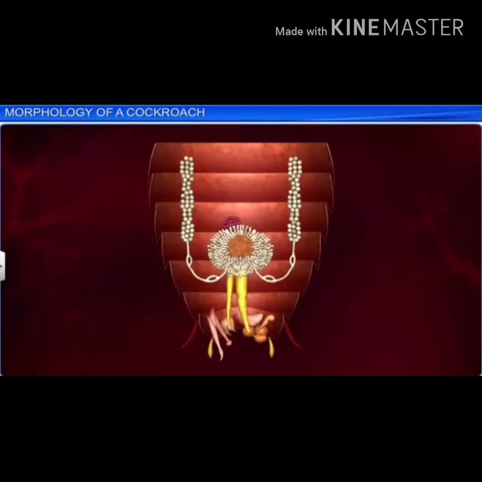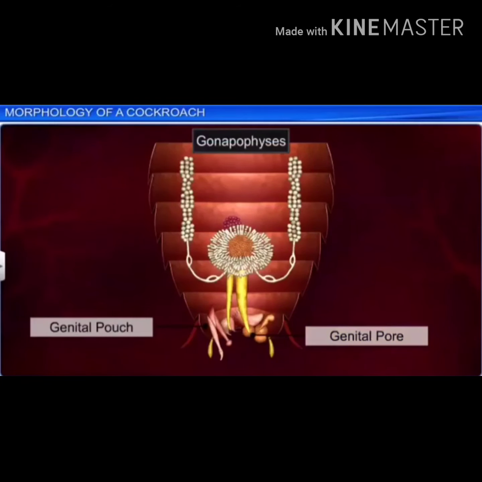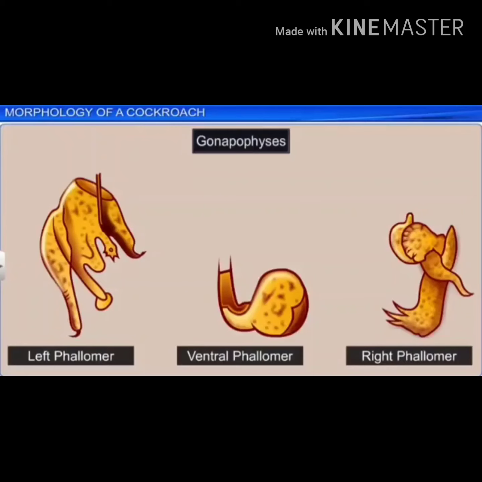In males, the genital pouch lies towards the end of the abdomen and contains the dorsal anus, the ventral male genital pore, and the gonapophysis. The genital pouch is surrounded dorsally by the 9th and 10th terga and ventrally by the 9th sternum.